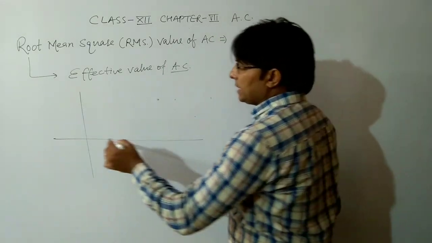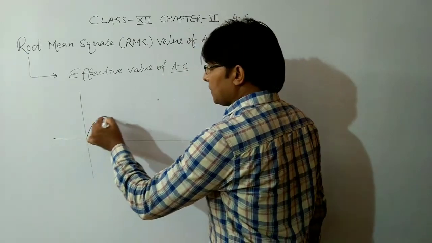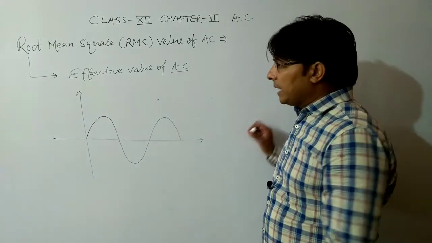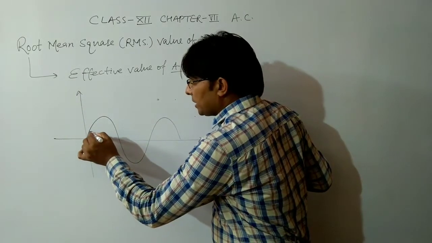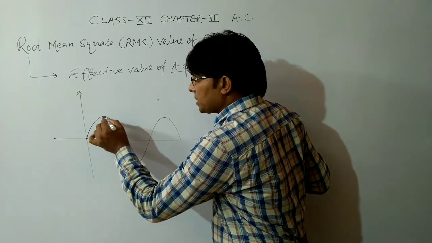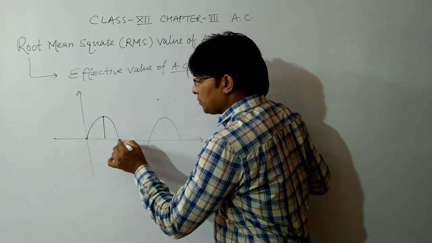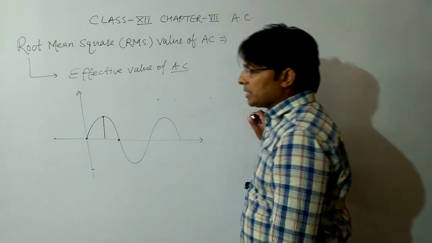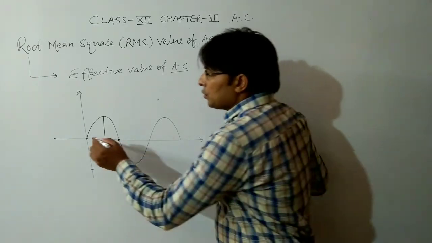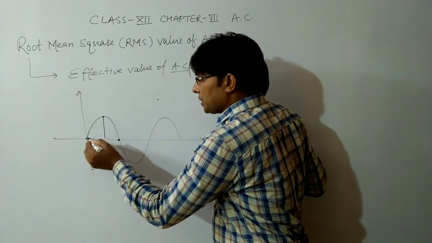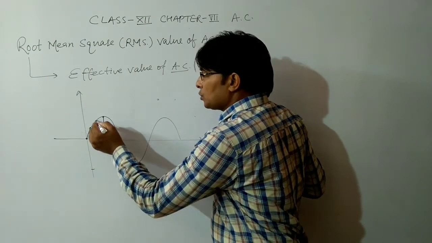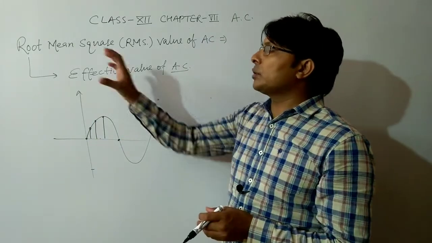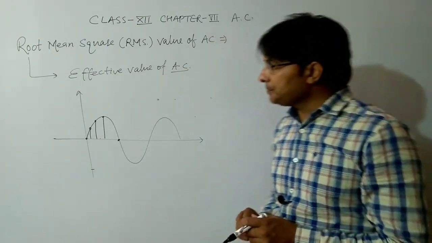Because we know that AC, or sinusoidal AC, changes its magnitude as well as direction. And here you can see that at this point the magnitude is 0, at this point the magnitude is maximum, at this point the magnitude is 0, and once again the magnitude is increasing but in reverse direction, or negative magnitude. So from here to here the magnitude is not constant, it keeps on changing. So what is the effective value of this AC? We can give this value by calculating the root mean square value.